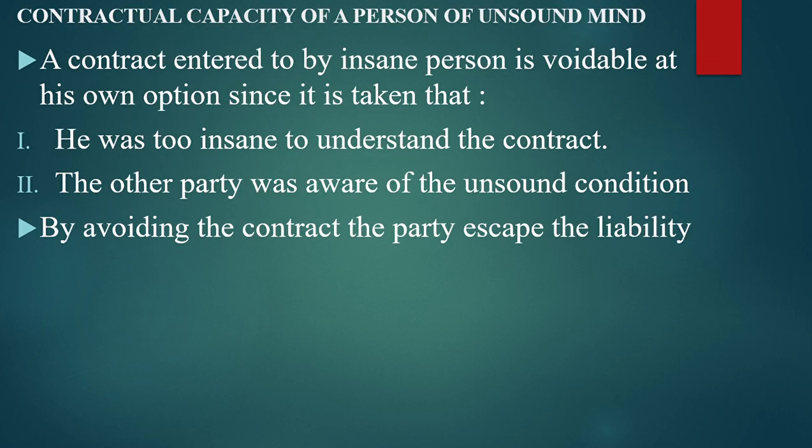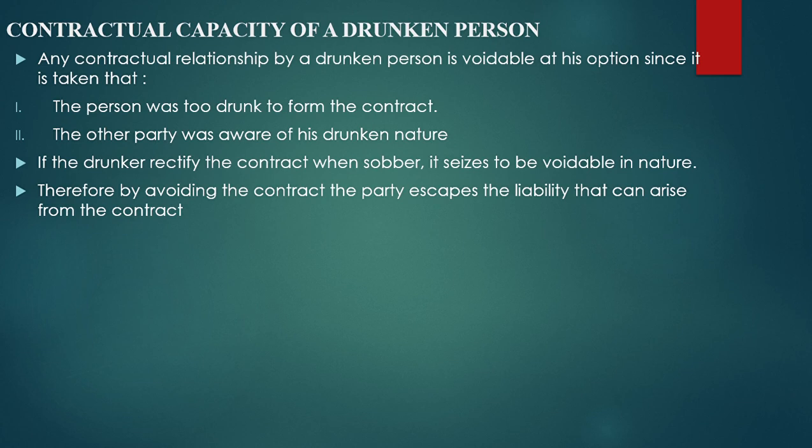Contractual capacity of a person of unsound mind, for an insane person. A contract entered into by an insane person is voidable at his own option, since it is taken that he was too insane to understand the contract. The other party was aware of their unsound mind. By avoiding the contract, the party escapes the liability.